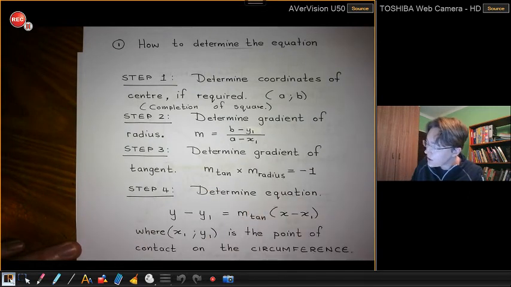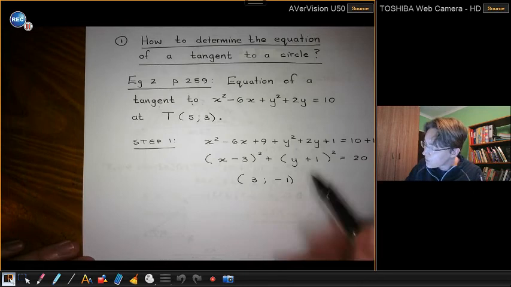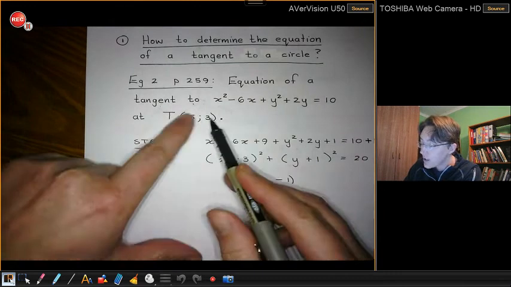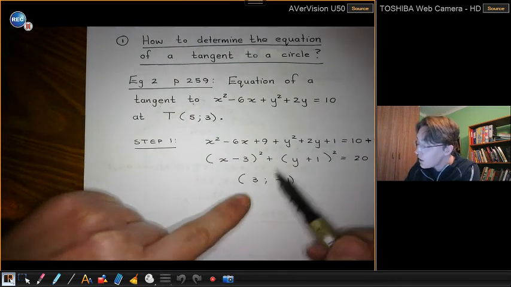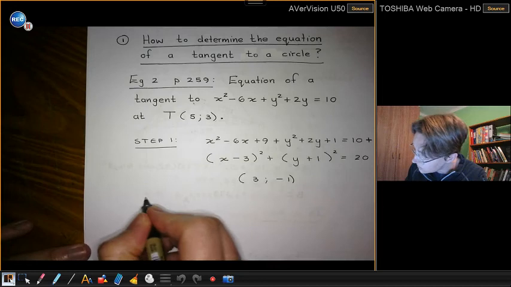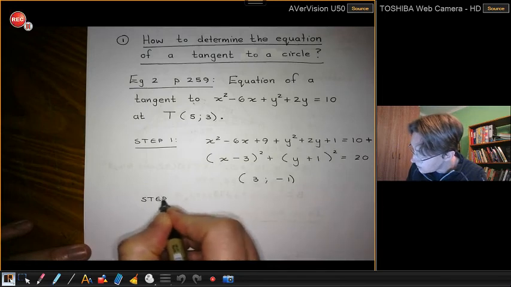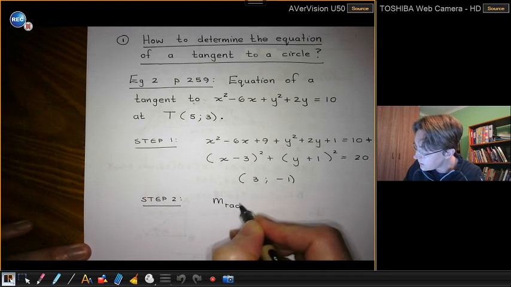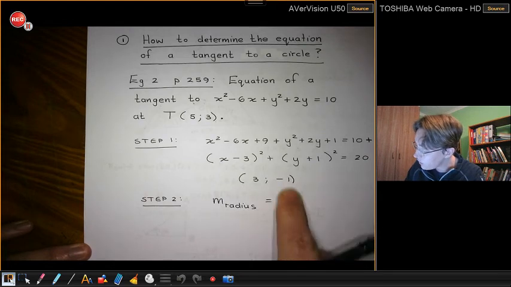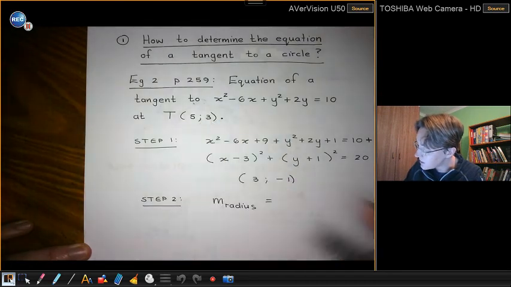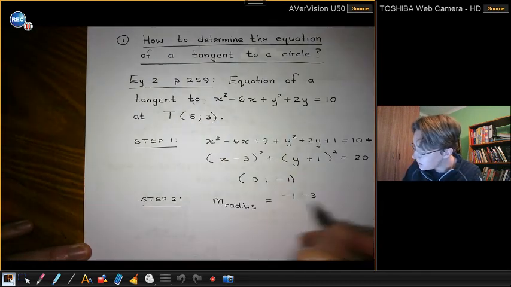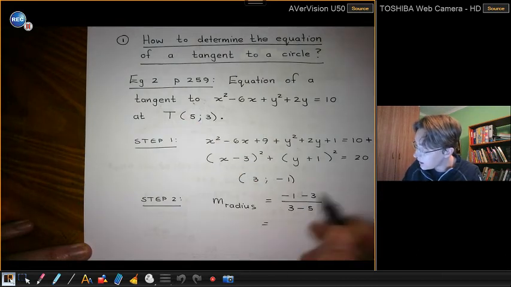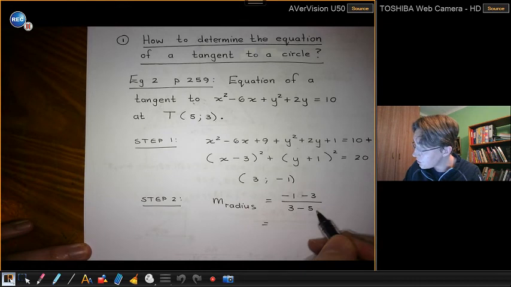So to determine the gradient of the radius, you have to remember the gradient of the radius goes from the centre to the point of contact, which is a point on the circumference. That's obviously going to be the radius from the center to that point of contact. So for step 2, we use that gradient formula and we say the gradient of the radius from the center to the point of contact, minus 1 minus 3 over 3 minus 5. And that is going to be minus 4 over minus 2, which is equal to positive 2.